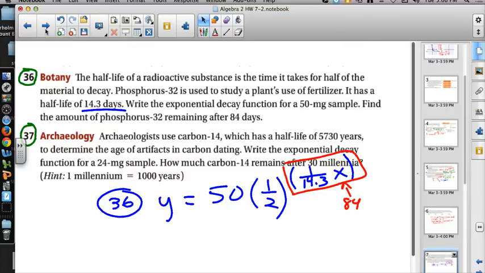So then we grab a calculator and do our best to get this bad boy punched in here. So 50 times parentheses 1/2 parentheses to the parentheses 1 divided by 14.3 times x.